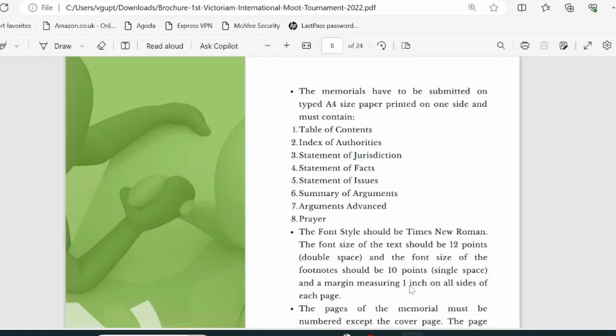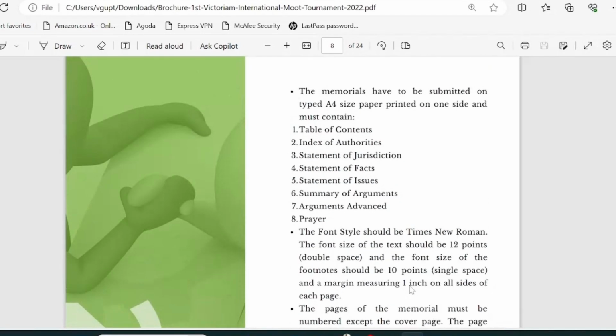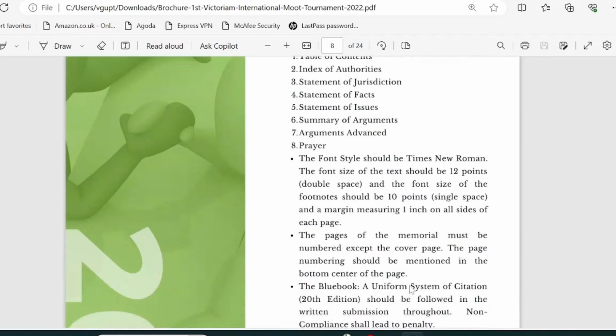So many times moot courts also give you a limit on the number of pages, for example, that the statement of facts has to be in 2 pages or 1 page. So that is something that you'll have to adhere to. You'll have to concede to. There's not much scope for asking them to change their rules and regulations. After that, font size and everything.